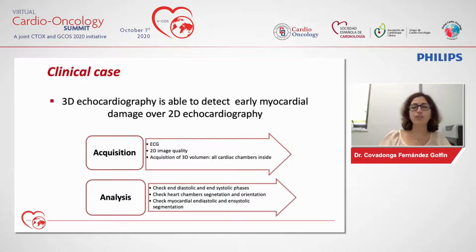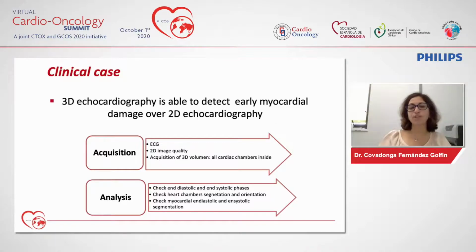And then we have to make sure we have acquired the whole volume. In this case, for the HeartModel calculation, we need to have the 4 chambers inside of the volume. And this is very important, especially if you're starting with 3D, to make sure you have everything inside and no apex or other walls of the left ventricle left outside the volume.